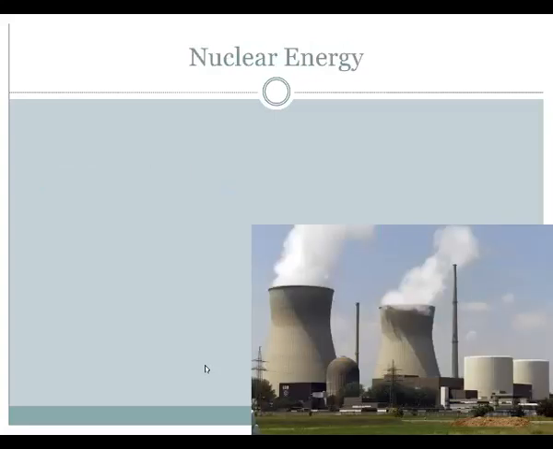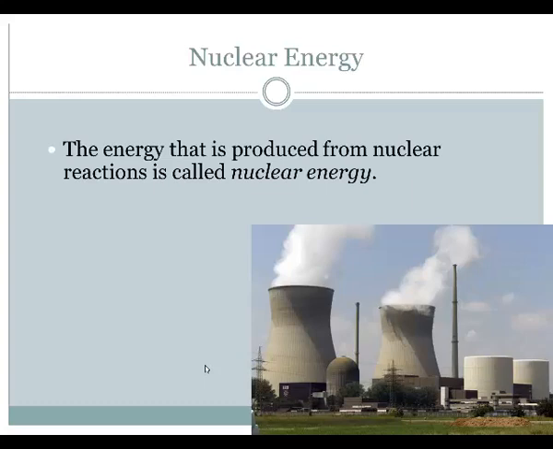Nuclear energy. Nuclear energy is getting pretty popular in some other countries. The United States has not taken the stance that we want to produce very much nuclear energy. You start talking about some of the nuclear reactor meltdowns in the past, and our country has really kind of gone away from actually producing those. So the energy that's produced from nuclear reactions is called nuclear energy.